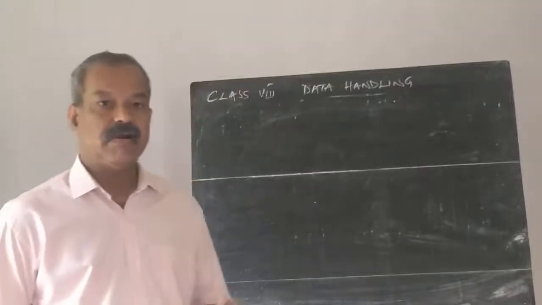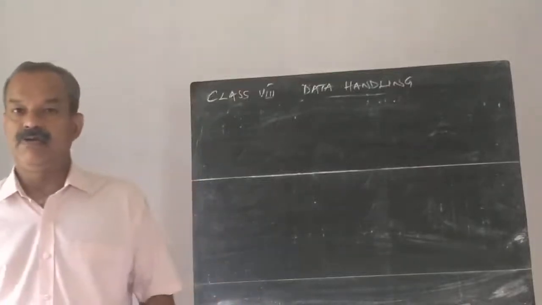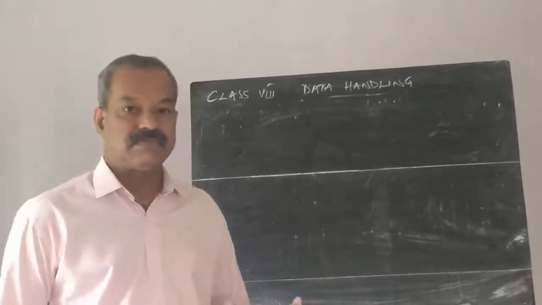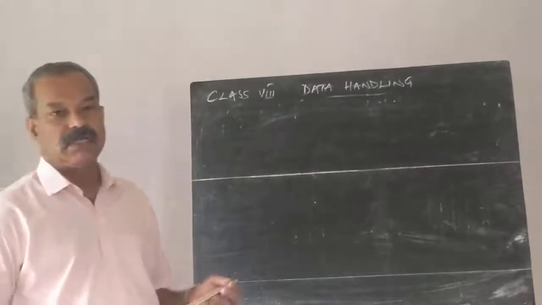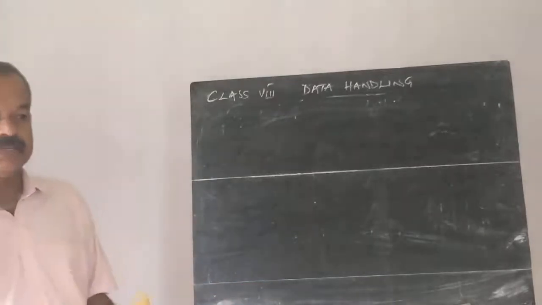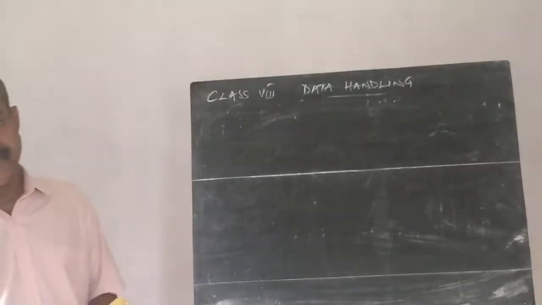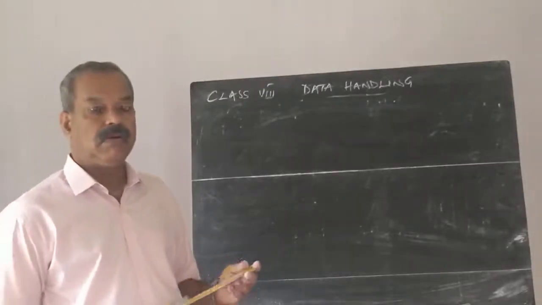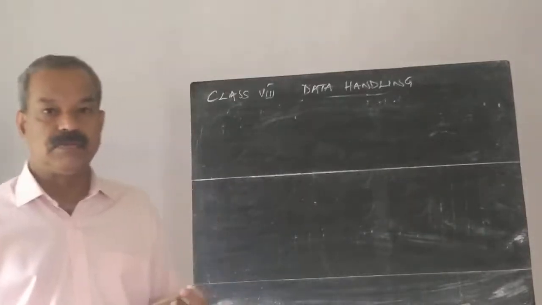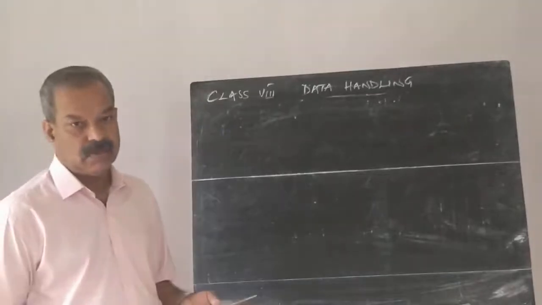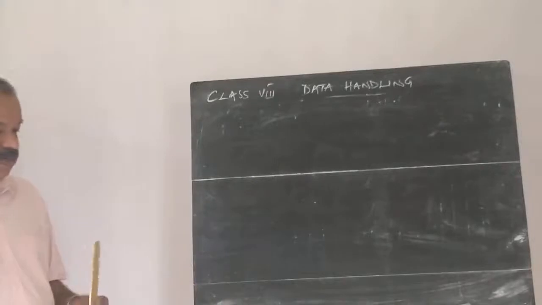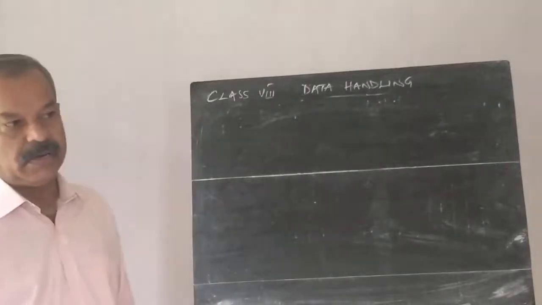We have seen how to represent numerical data or other data by graphs. We have already seen such graphs: pictograph, bar graph, double bar graph. Now we have learned grouped frequency distribution tables also. We can represent a grouped frequency distribution table by a graph.